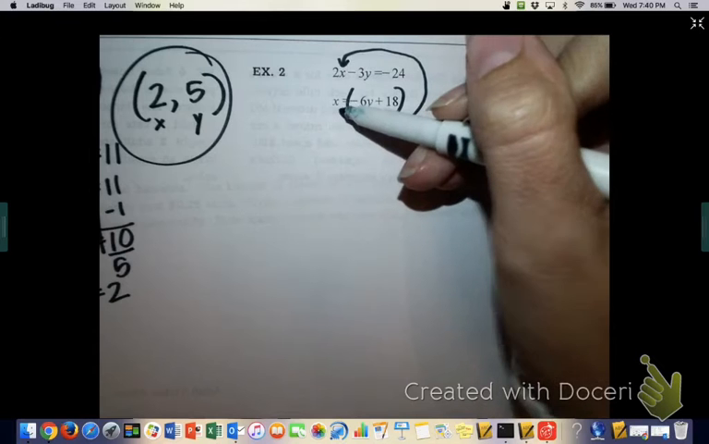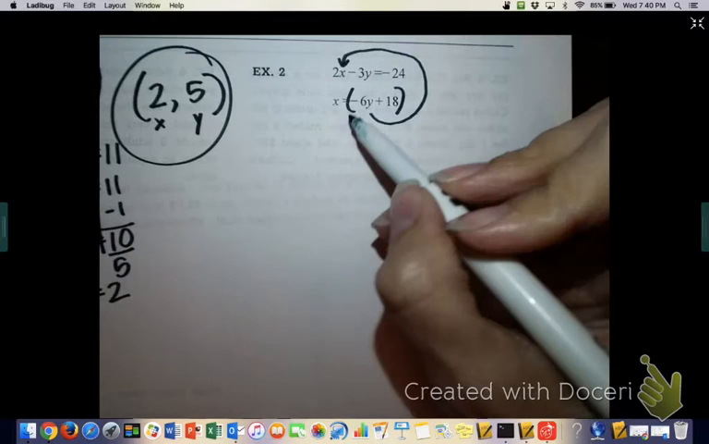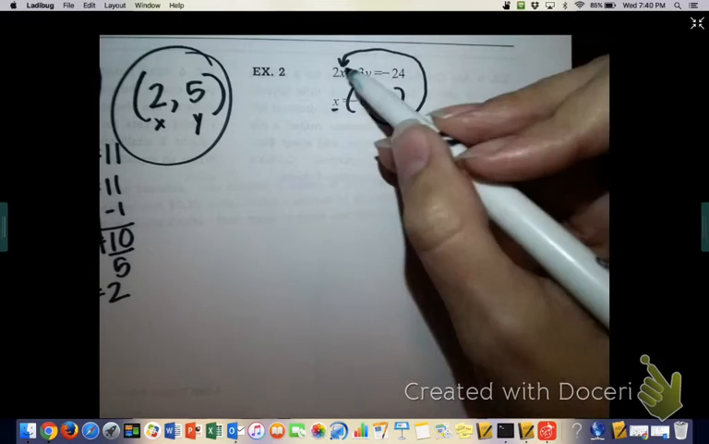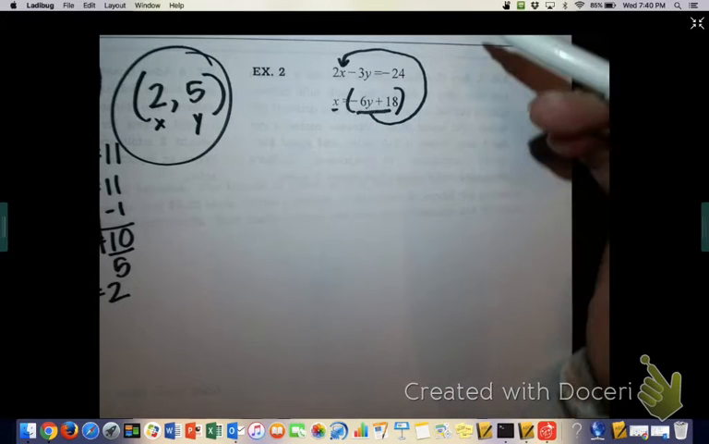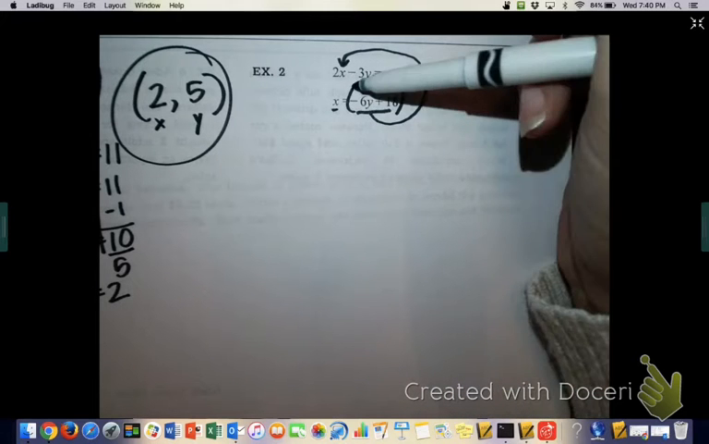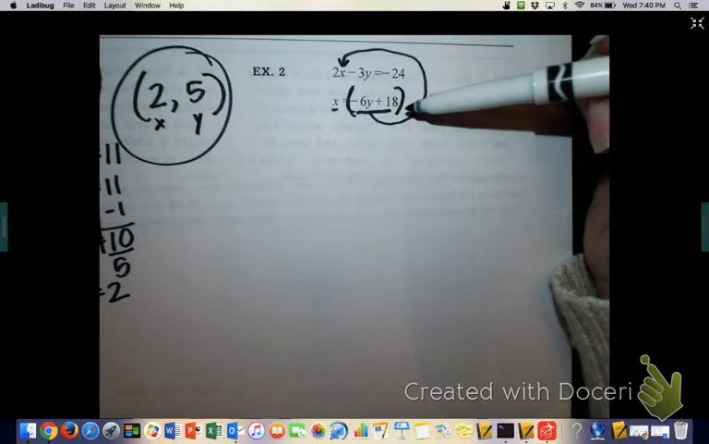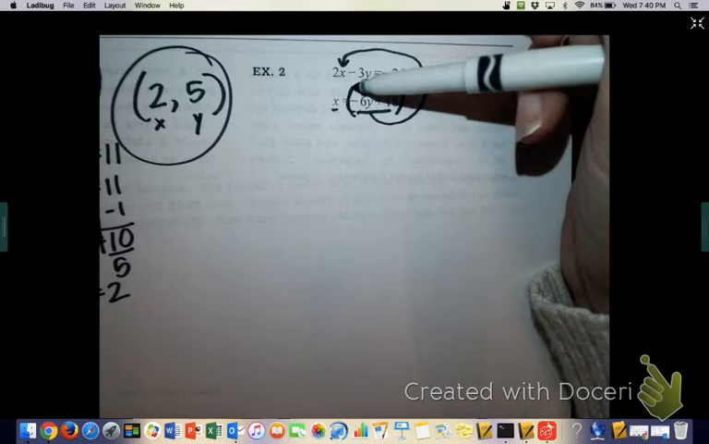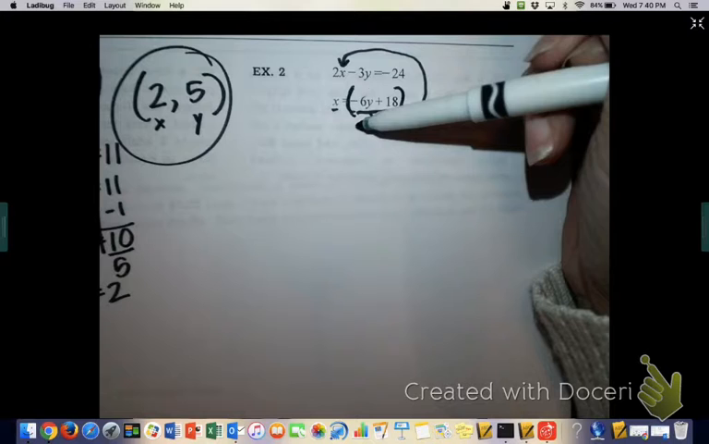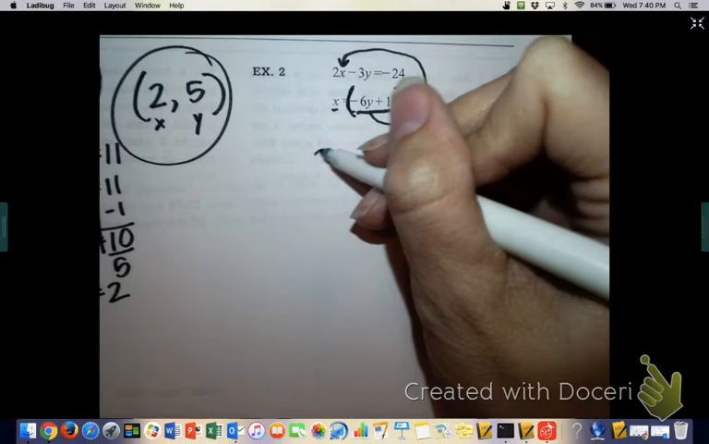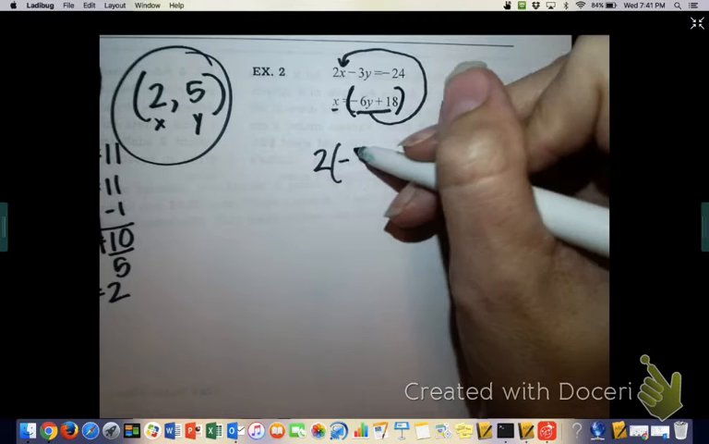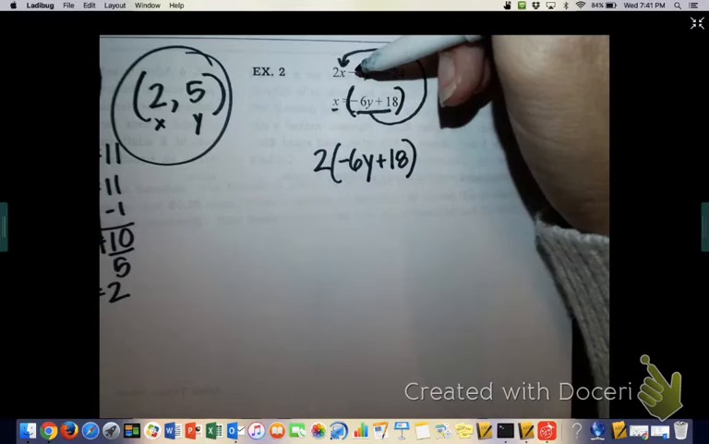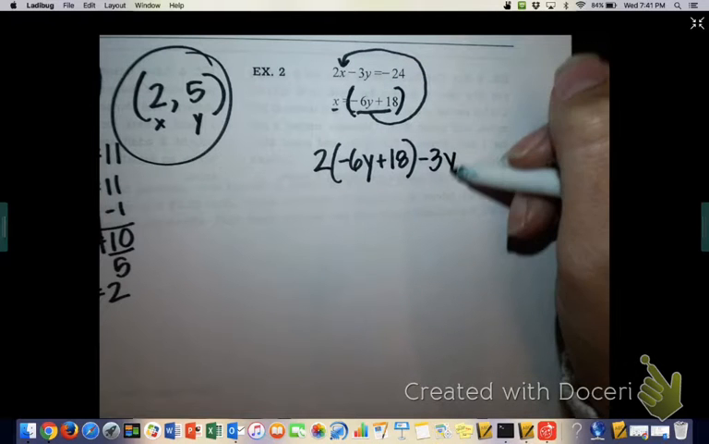Pay very close attention to what we're solving for. If it says y equals, plug it in for y. But this one says x equals, so we're going to plug this thing in for x. Okay, if it has a negative, we're going to keep these little parentheses here because it's going to end up being a distribution problem. So I'm going to rewrite this top equation, but instead of x, I'm going to use parentheses, negative 6y plus 18. So 2, not x, but parentheses, negative 6y plus 18. Minus 3y equals negative 24.